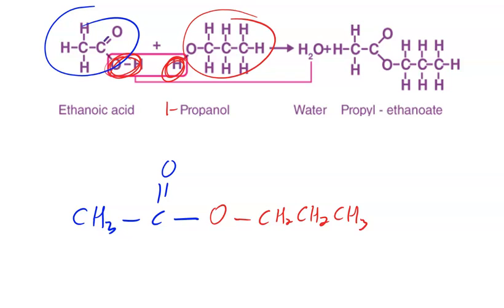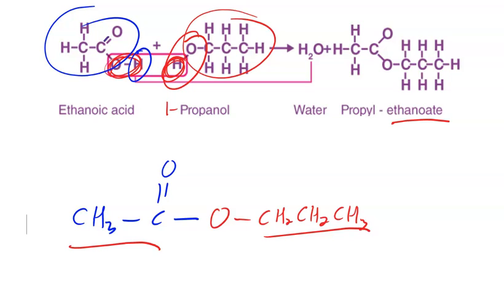Then again, if we grabbed the H here and grabbed the OH here, then according to my color coordination, this would be from the blue one, and the product would be exactly the same. So again, it doesn't really matter which one. If we want to name this, the main chain is going to be ethanoate, and this is going to be the branch, which is propyl.